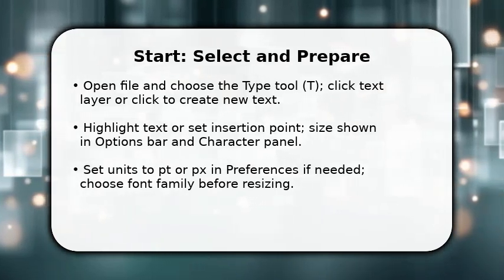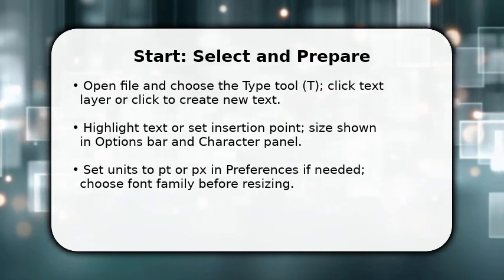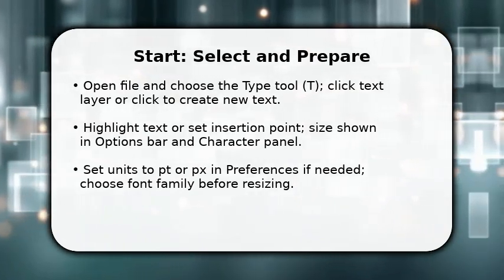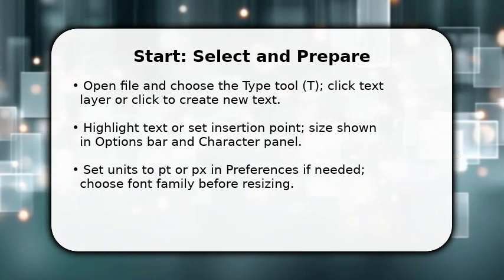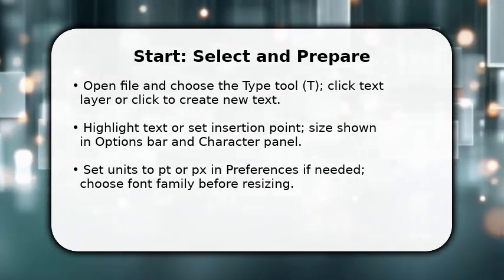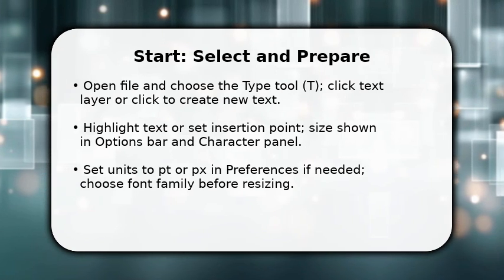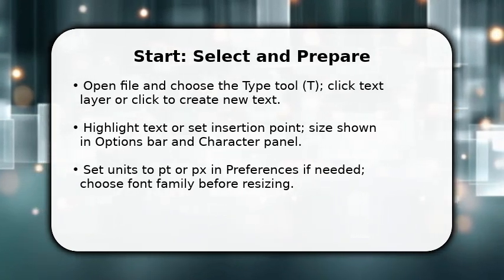Open Photoshop and select the Type tool, then click the existing text layer or click to create new text. Once selected, highlight the characters you want to change. The font size appears in the options bar and in the character panel. Make sure your document uses points or pixels depending on output, points for print, pixels for screen.